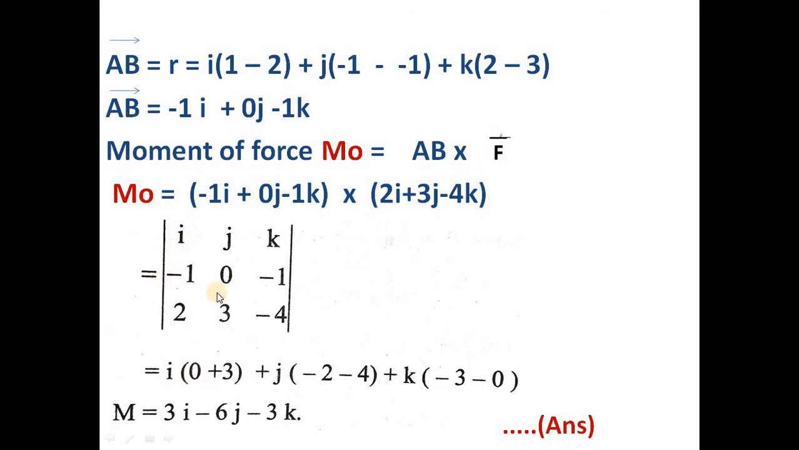For i, eliminating this row and this column, the remaining gives 0 minus minus 3, or plus 3. Similarly you can find the others; the signs are plus, minus and plus. Then for k, it is minus 3. Anyway, the solution of the determinant you can do in your own method, and you will get the moment M equal to 3i minus 4j minus 3k. That is the problem.